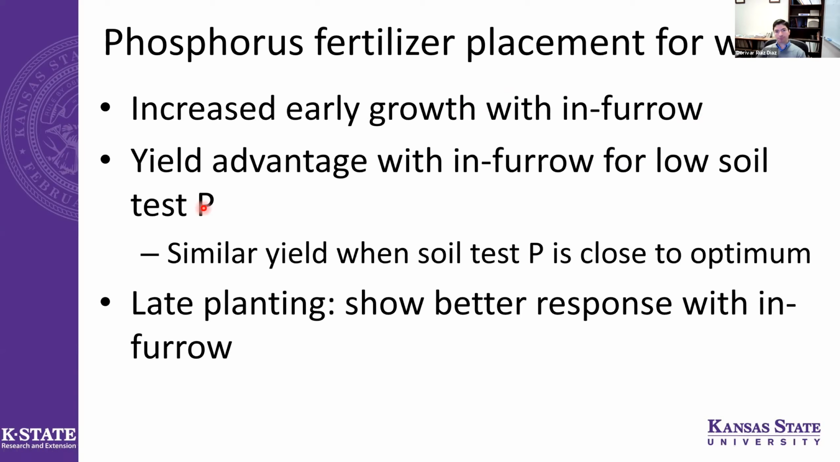Definitely a yield advantage for those low testing P. Definitely I will go with in-furrow applications if we are dealing with soil test P that is 10 parts per million or lower. I think we need to, if at all possible, try to apply that phosphorus with the seed. However, again, similar yields if we are getting very close to that optimum soil test P.